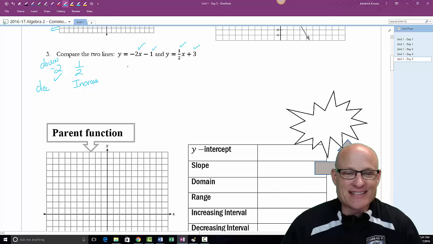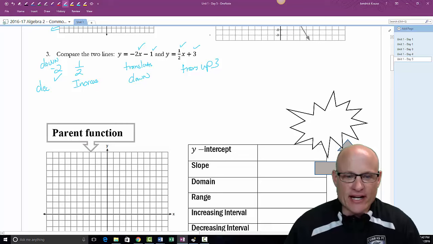This had a translation down 1. This had a translation up 3. And that's about what we wanted you to get out of that one.